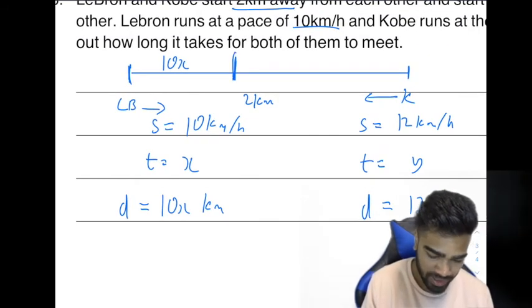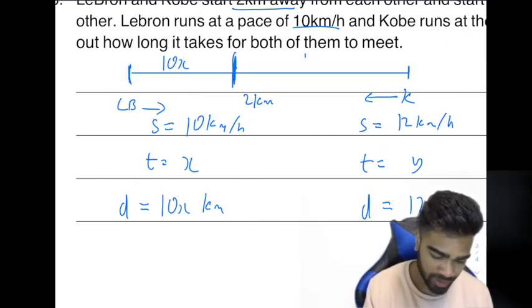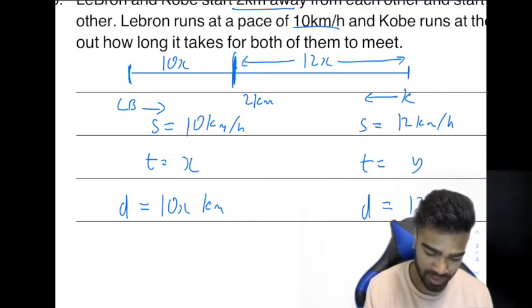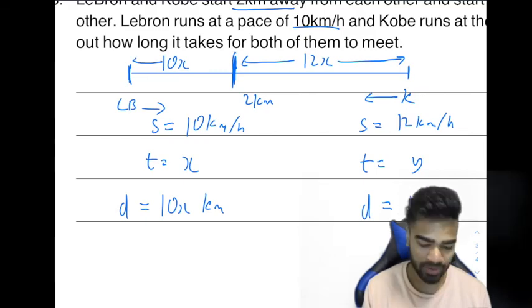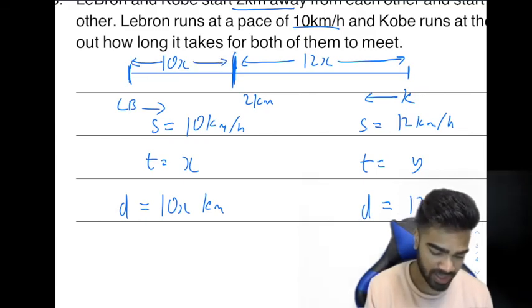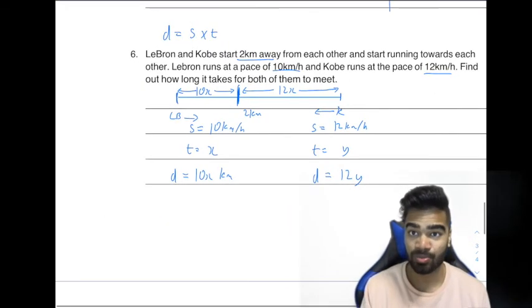So let's say this is the meeting point, so this is where they meet, they're in the middle. So then Kobe's distance would be 12x. So 12x is the distance from here to here. That's the distance Kobe traveled. And 10x is the distance there to there. That's the distance LeBron traveled.